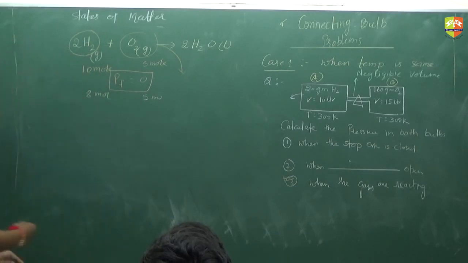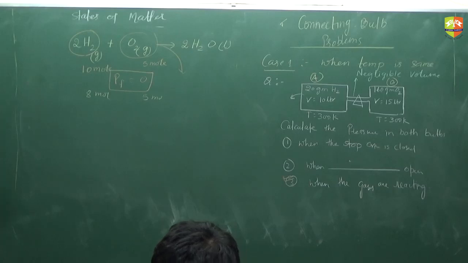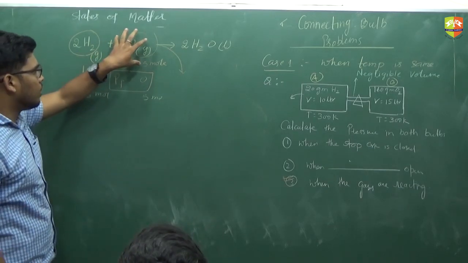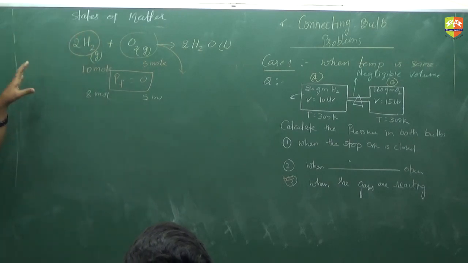When the gases are reacting, mostly they mention the number of moles. Yes, they have to give that number. Otherwise you cannot solve it. If gaseous molecules are there, we can use PV equal to nRT, because that is only applied for a gaseous system. If liquid is there, pressure will be zero. In this kind of reaction, you need to find out the number of moles of gaseous molecules present when the reaction is over.